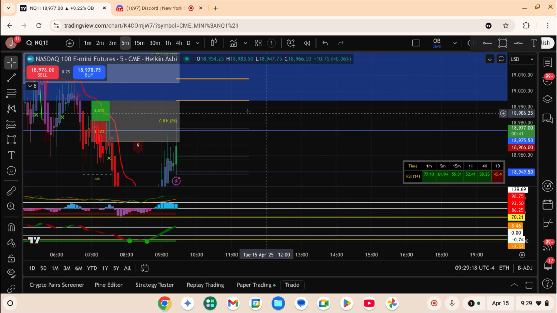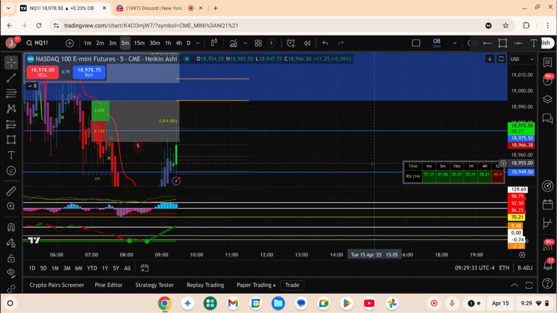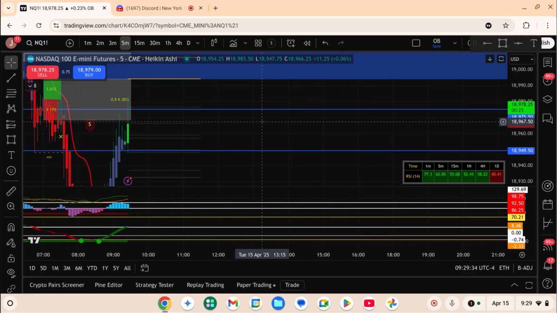And it was just a couple points away from hitting TP where we had it right here. See this wick? Almost took TP right there where we had it set. But you can't win every trade.